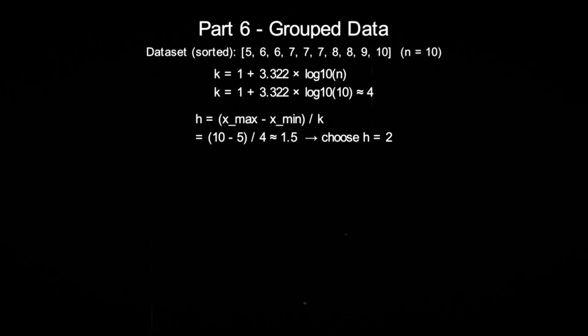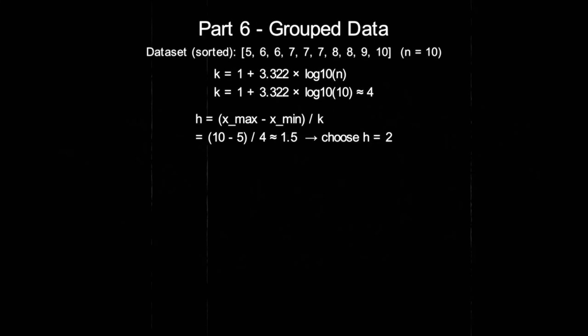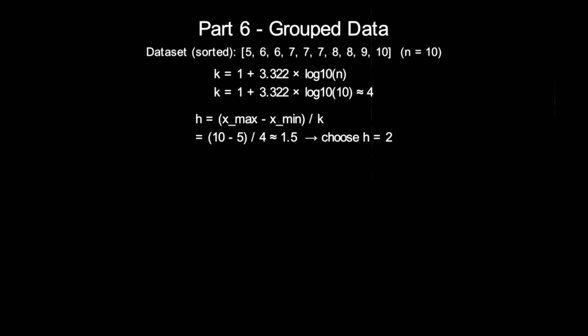Now let's work with grouped data, when we organize values into classes or intervals. First, we need to decide how many classes to use. Sturges' rule says k equals 1 plus 3.322 times log base 10 of n. With n equal to 10, this gives us approximately 4 classes.